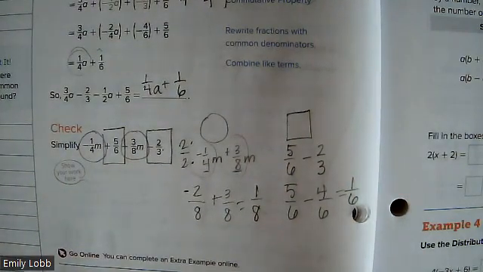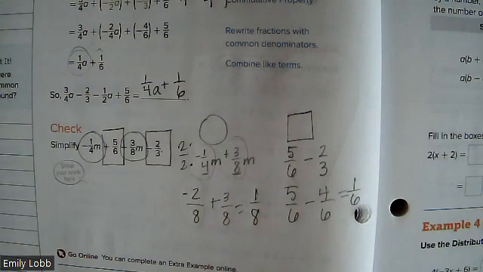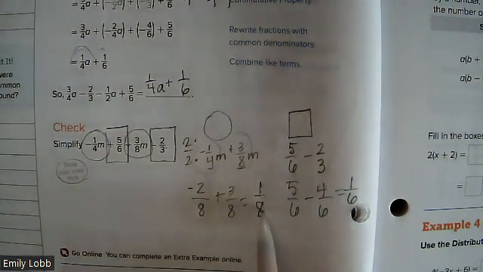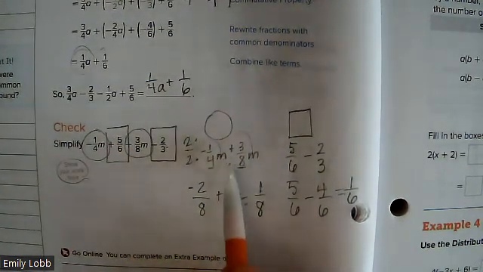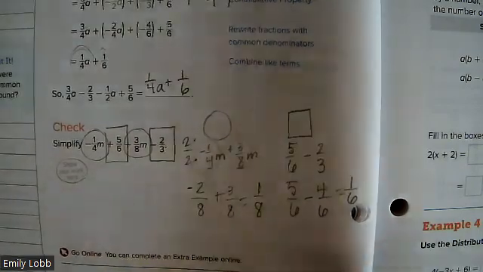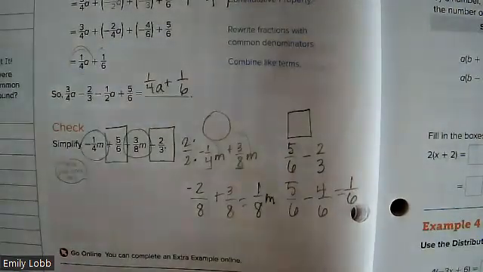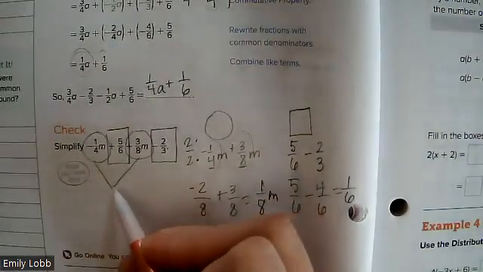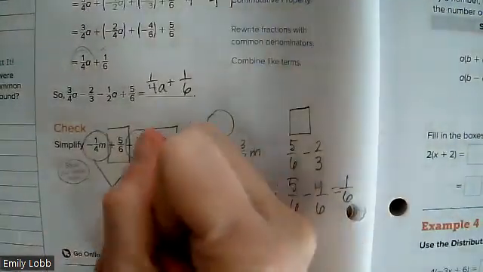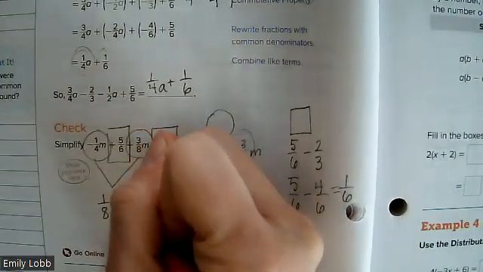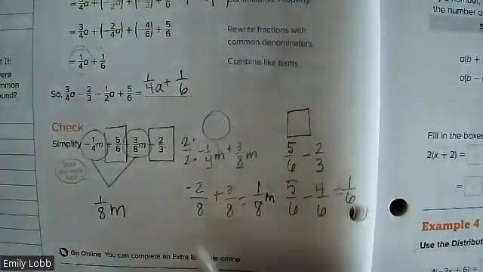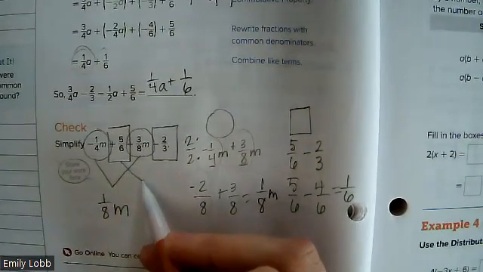What can I not forget that is still a factor here? What were these both being multiplied by? M. So I have to include that here. So now I combined these two to make 1/8 M. And I combined these two.